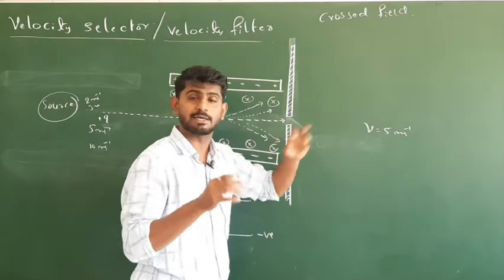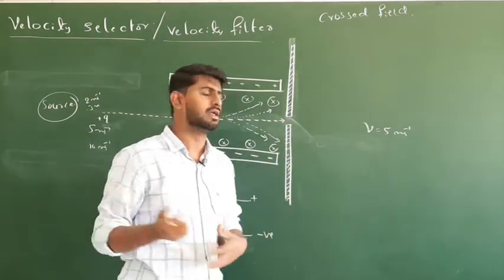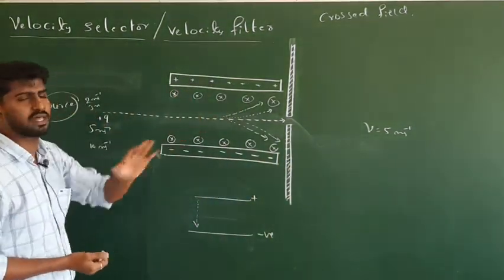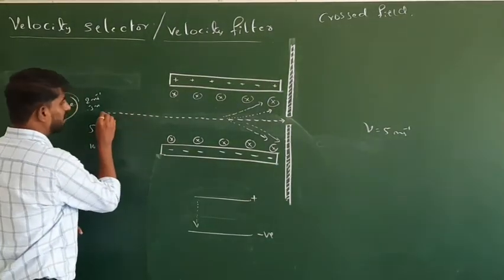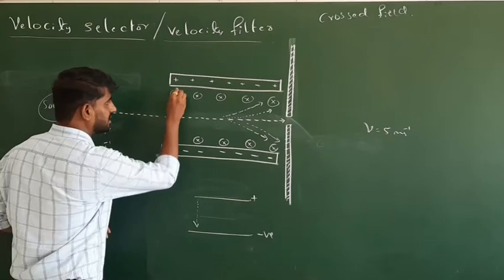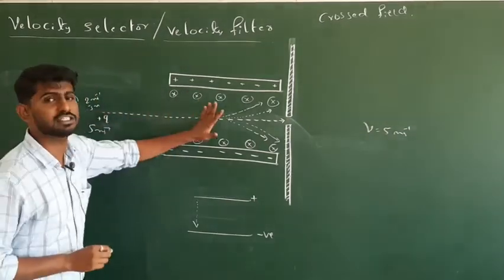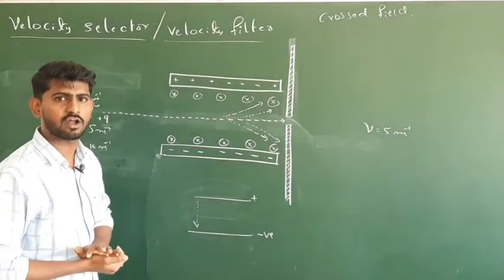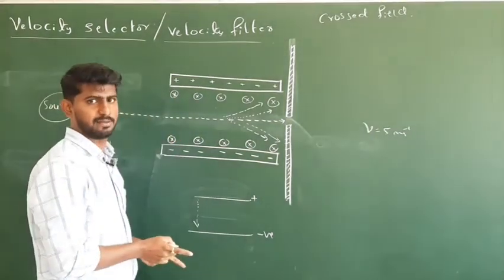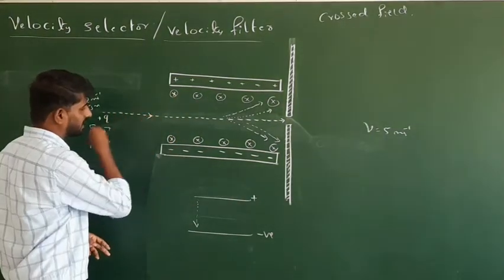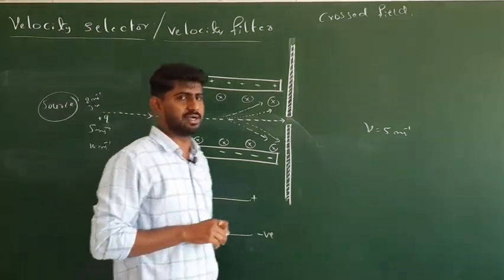I want to select a particular velocity among the given series. So when the charge is allowed to enter the crossed field, I am using the word crossed field because here both electric field and magnetic field exist perpendicularly. So when I allow the charged particle to enter the crossed field, right?